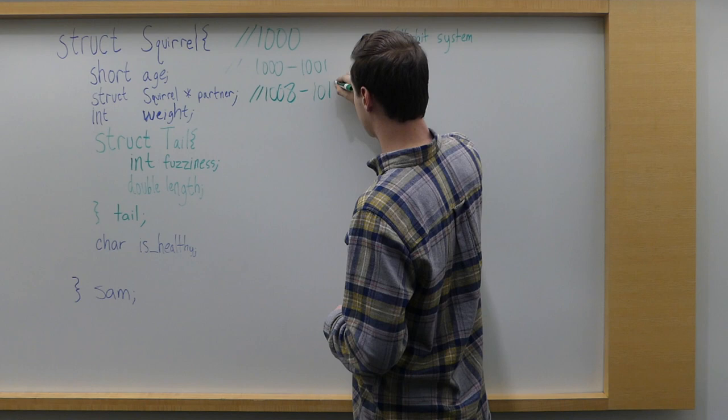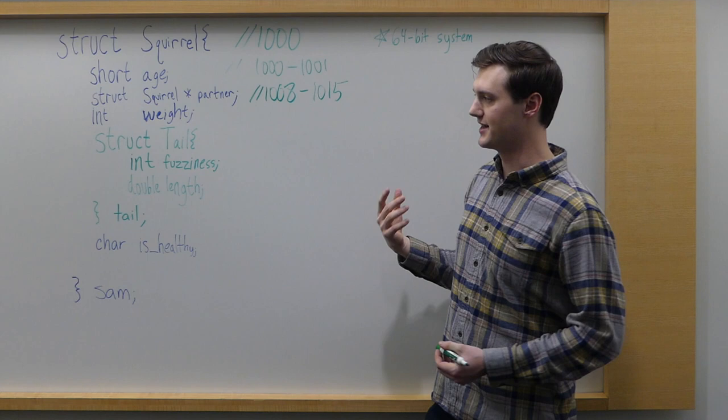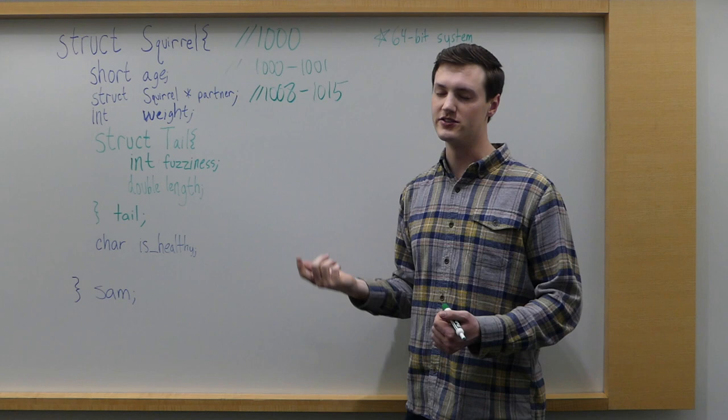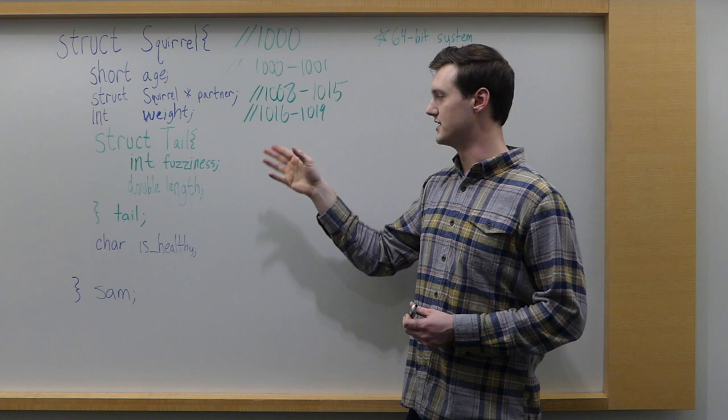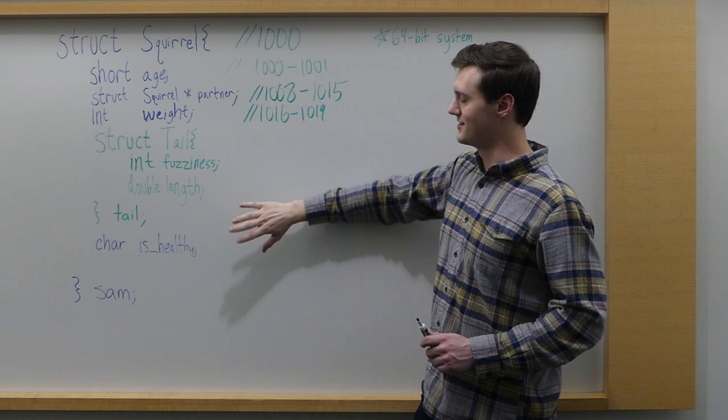Okay, great. And now we have integer weight. Again, an integer is 4 bytes. And the next available address is 1016, which is conveniently divisible by 4. And so that means that the range of weight would be starting at 1016 and ending 4 bytes later at 1019. Okay, great. Now we see that the next object that we have within this squirrel struct is another struct.